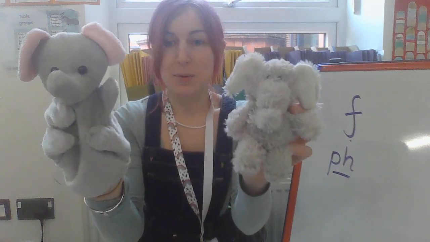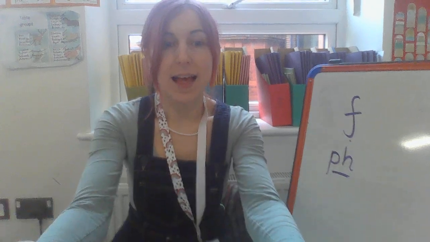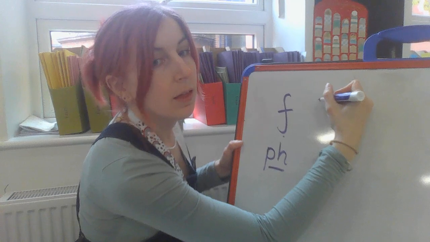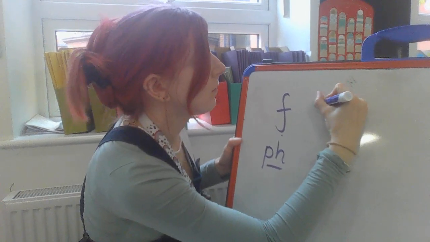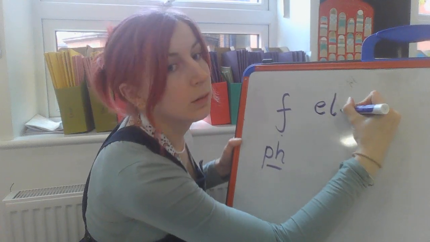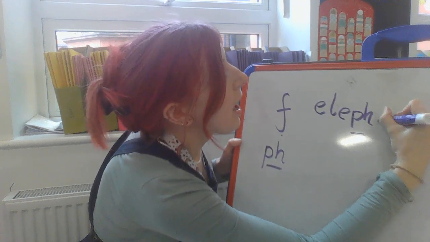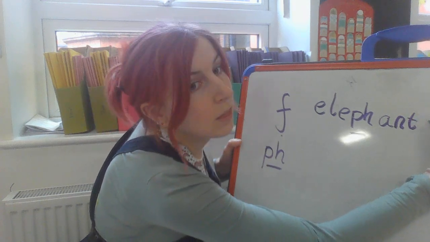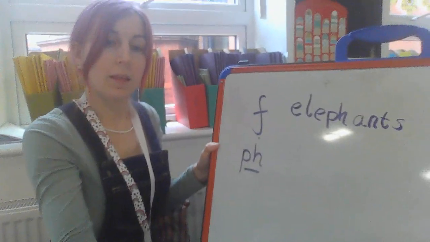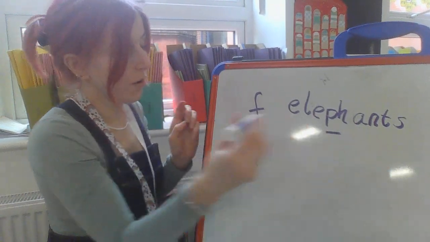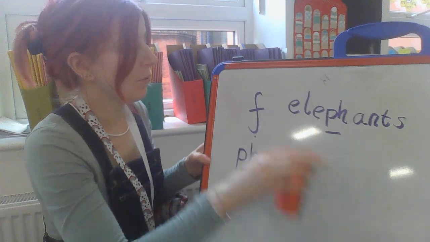What kind of animals are these? That's right, they are elephants. Let's practice writing that word. Elephants. Okay. E, L, E, P, H, A, N, T. Elephants. And elephants has the PH digraph to make the F sound.